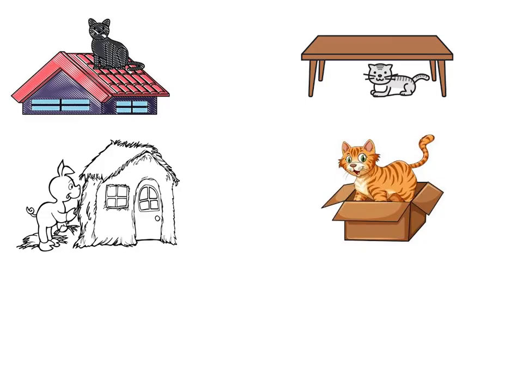Grade 5, as you can see, nice pictures which are appearing over here. The first picture, you see a cat on top of the house. Ikati liphezu kwendlu. The cat is on top of the house. Below that picture, there is another house. Then you see a cat on the side of the house.